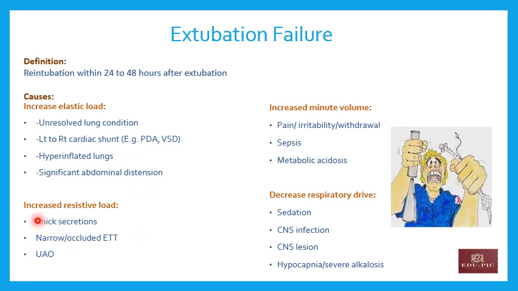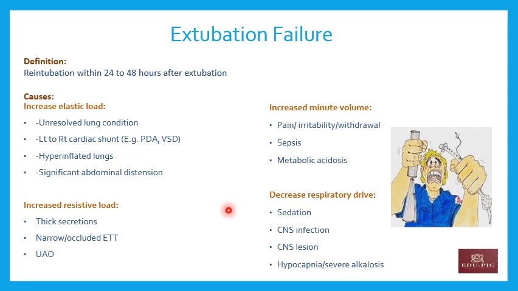The second category is increased resistive load, like thick secretions. That's why we need to be sure that we have good physiotherapy before extubation. Narrow or occluded ETT, upper airway obstruction. The other category is increased minute volume, like pain, irritability, any signs of withdrawal if the patient was on long-term ventilation and long-term sedation. The patient has signs of infection and sepsis, or has other causes of metabolic acidosis.